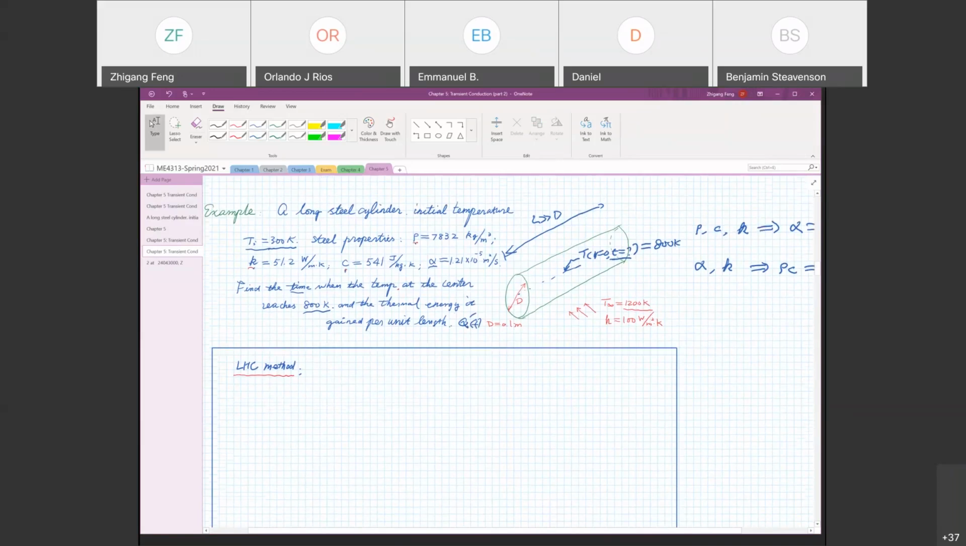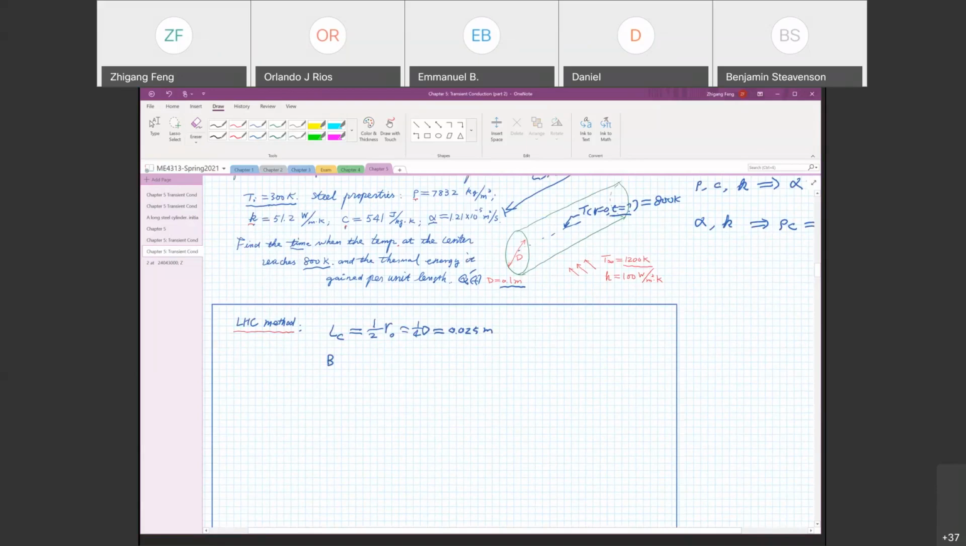Yeah. So let's start with the LHC method. First, we need to check the Biot number. And to find the Biot number, we have to calculate the characteristic length. Now, for a cylinder, it's 1/2 of the radius, or equal to 1/4 of the diameter. Okay. And the diameter of the cylinder is 0.1 meter, so divided by 4, that's 0.025 meter. So now we can proceed to find the Biot number based on this characteristic length, so equal to h L sub c over k. k has to be the thermal conductivity of the cylinder, which is made of steel. So k has to be the k of the steel.